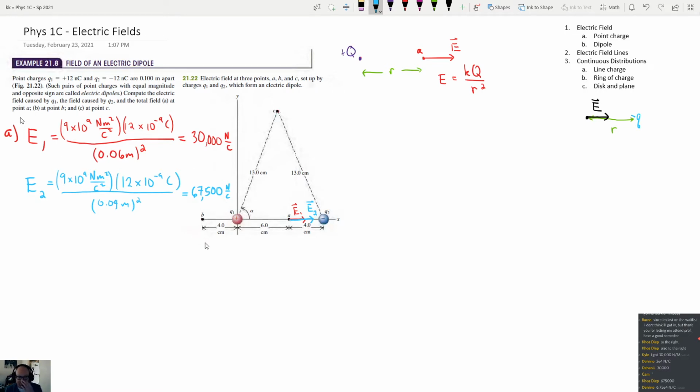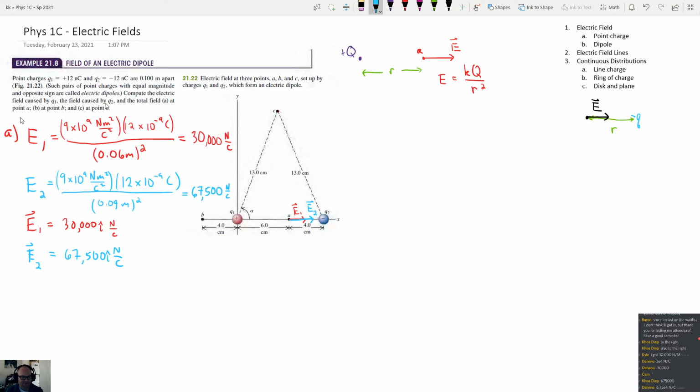Now, the electric field is technically a vector, right? So if we want to write these values properly, what we would say is E1 would be equal to 30,000, maybe I hat, for pointing to the right, newtons per coulomb, and then E2 as a vector will be written as 67,500 newtons per coulomb. And this is also going to be I hat.